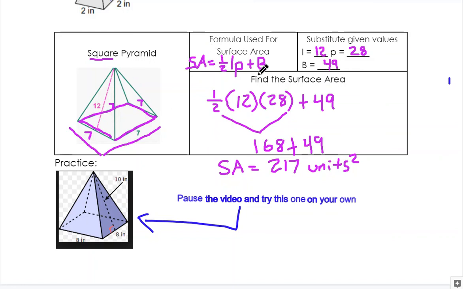All right, so we did one together. Pause this video, try this one on your own. Okay? So this is a square pyramid. You got to figure out the length, the perimeter, and the area of the base first, and then plug it into your formula.